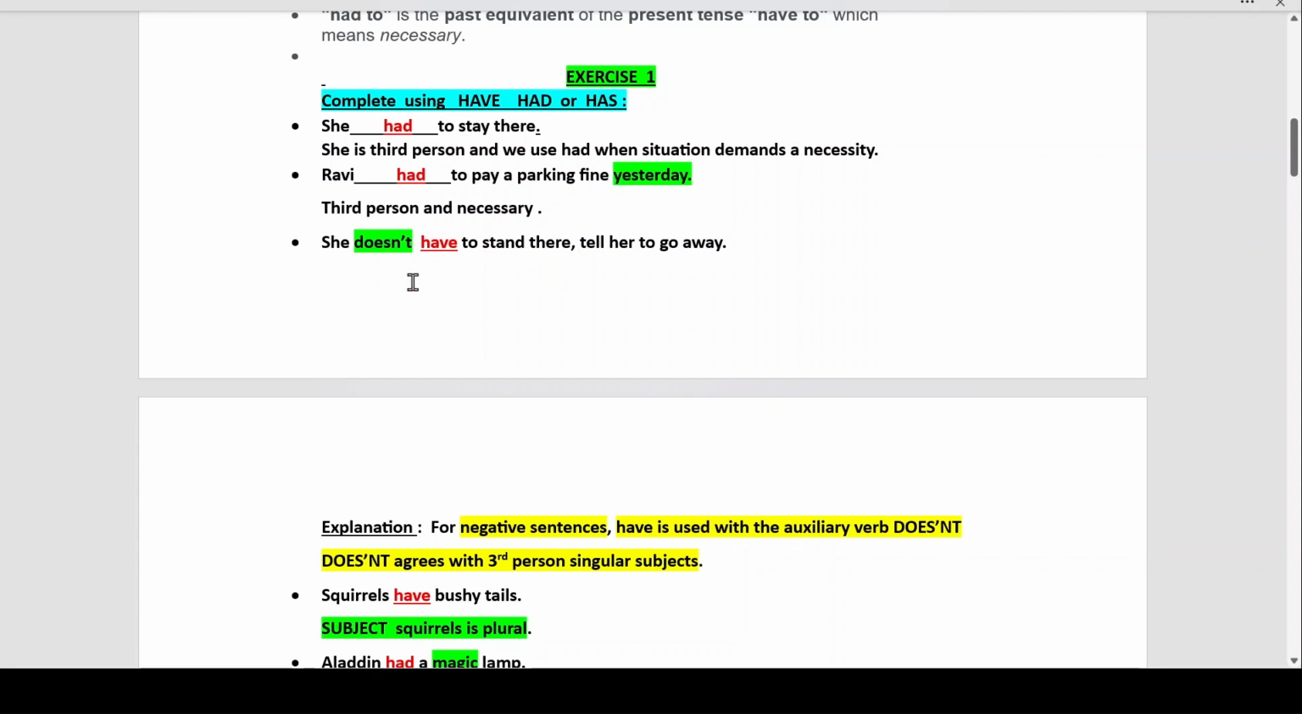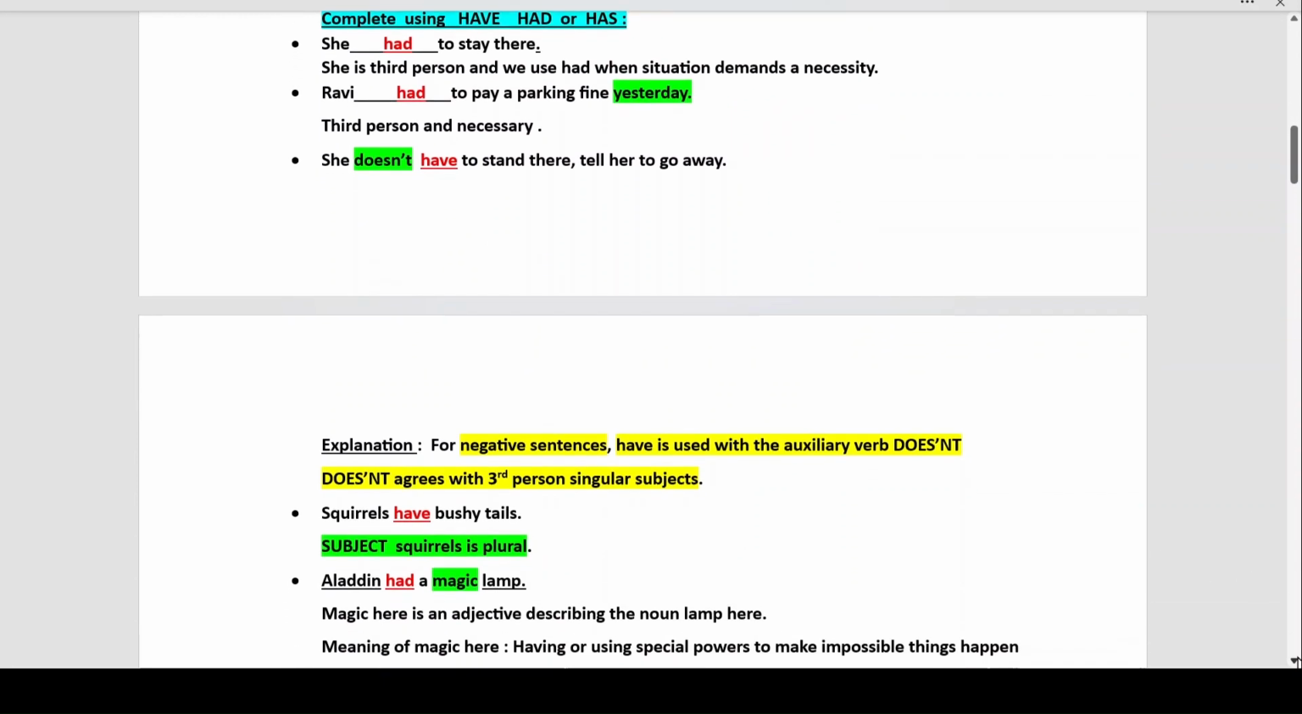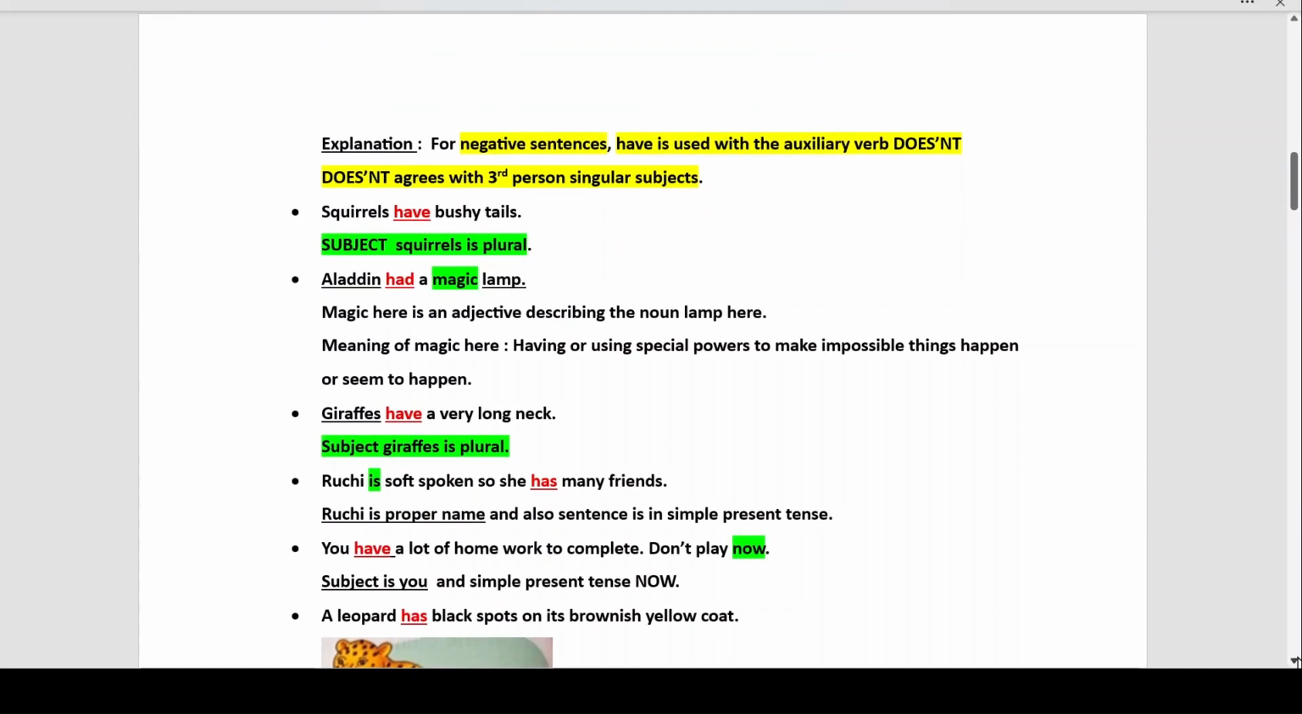Okay. Why? Because wherever doesn't comes, we consider it a negative sentence and we use have. So these small exceptions you have to keep in mind. Next, squirrels dash bushy tails. Now see, squirrels is your subject, which is plural. So, you will use have. Why? Because we use have for plural subjects.